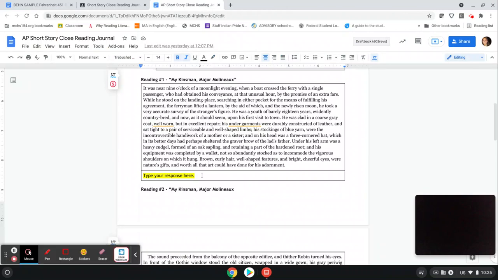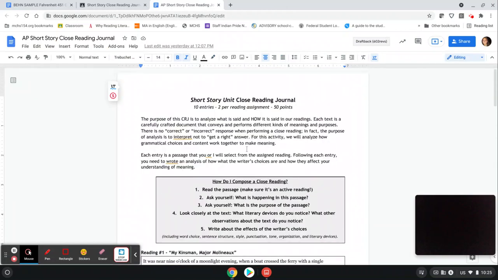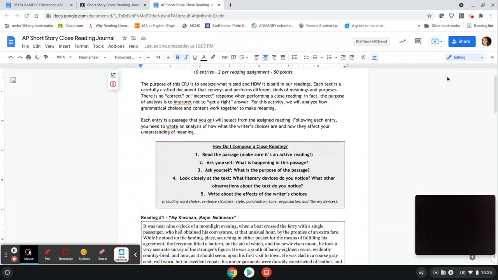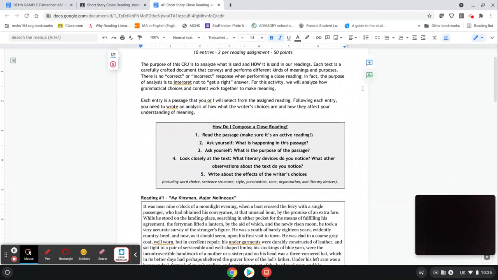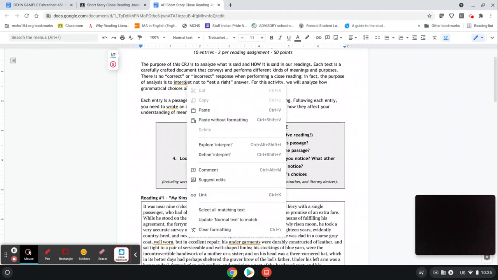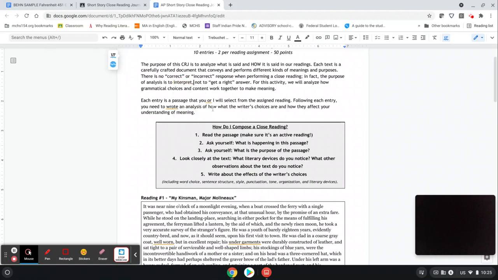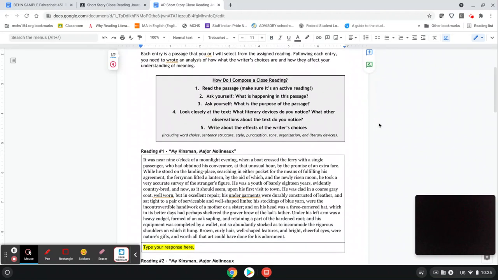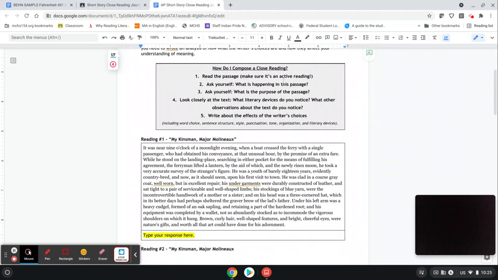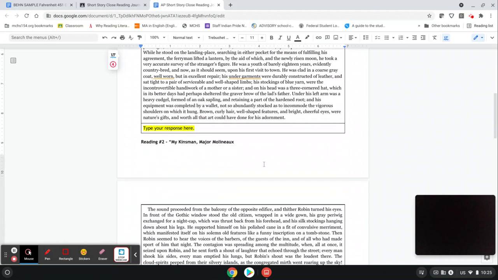If you open up your assignment, the reason we're doing it is because it's going to help you develop that skill for the AP test, where you need to be able to look at a passage and do more than just summarize it. I'm going to show you my sample one, the first reading, and then I'm going to ask you to do your own for the second reading.